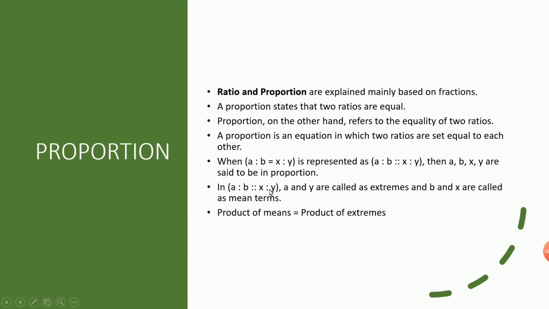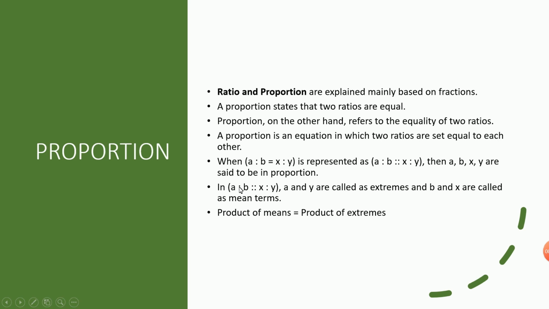So in this framework, the starting letter is a and the end letter is y. So a and y are called extremes because they are at the extreme ends. b and x are called mean terms. So product of means equals product of extremes. In proportion, this is a secret formula, one more formula: ay equals bx.